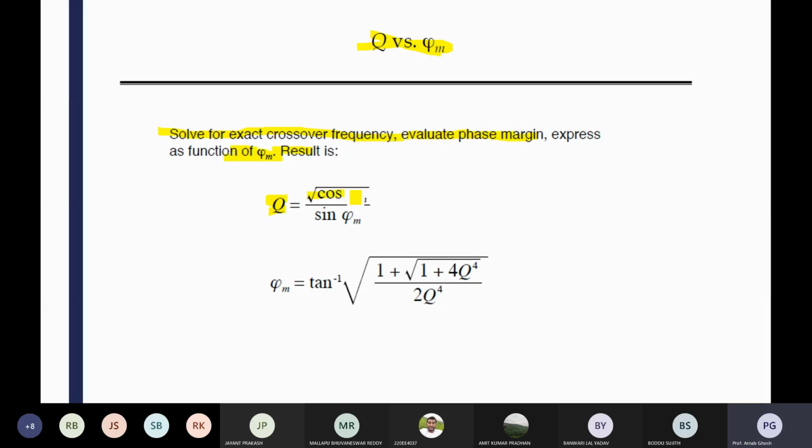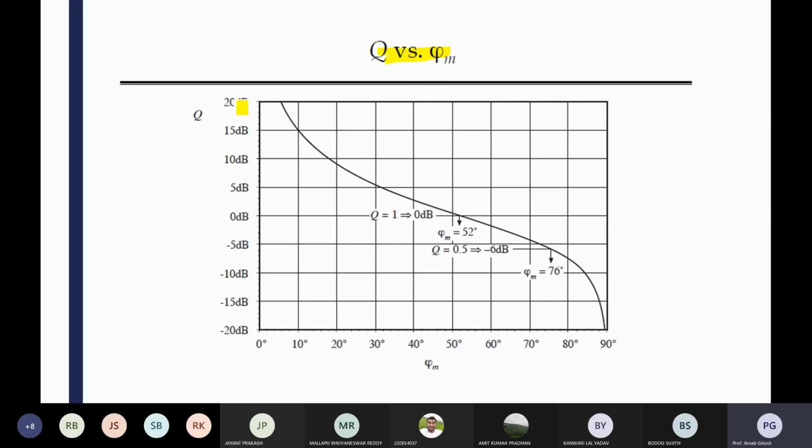Your Q value is in dB, from minus 20 dB up to positive 20 dB. If you increase the phase margin from 0 up to 90 degrees, you can see that when the phase margin is less, nearer to 0 to 10, the Q value is very high. At a phase margin of 50 to 60, the Q value is moderately 0. I am telling you from my experience that the phase margin should be in the range of 60 degrees.